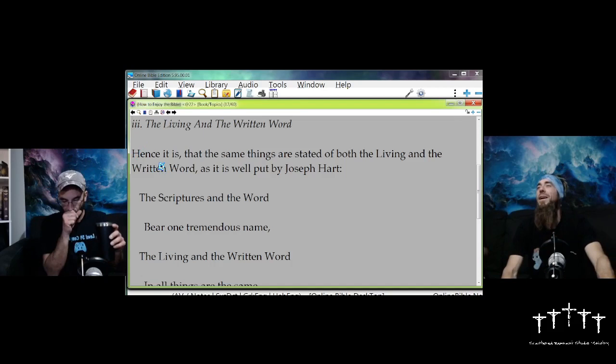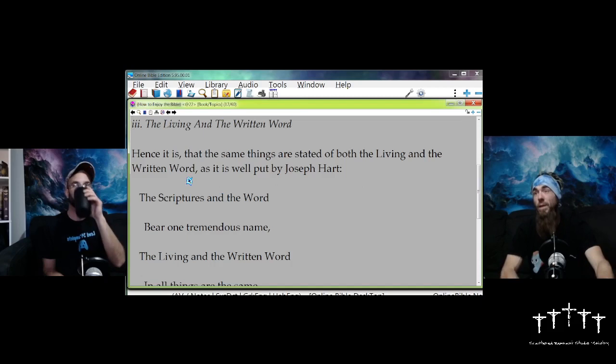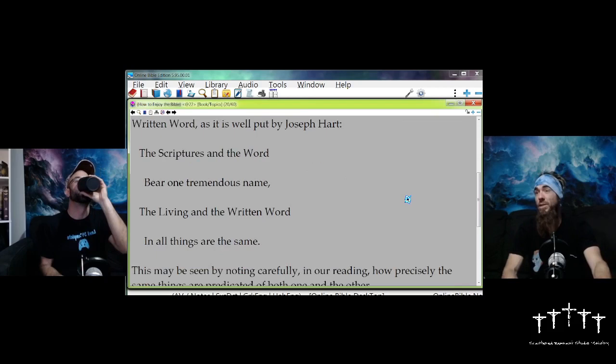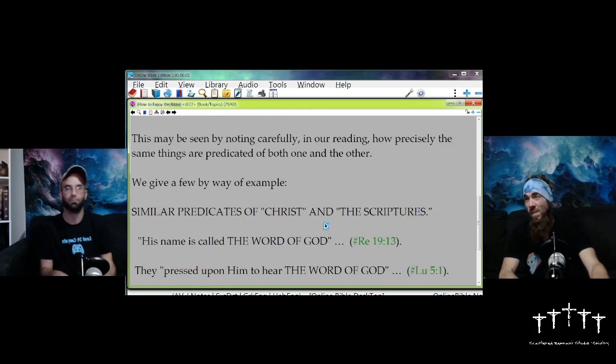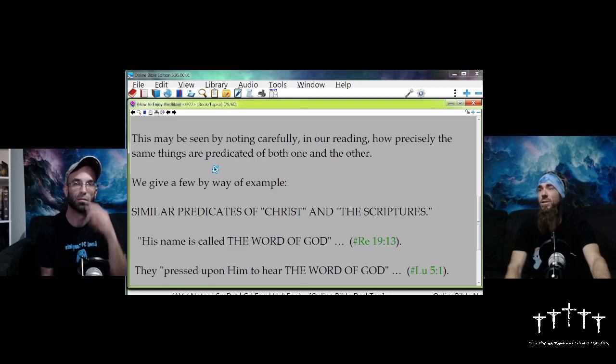The same things are stated of both the living and the written word, as it is well put by Joseph Hart. The scriptures and the word bear one tremendous name. The living and the written word in all things are the same. This may be seen by noting carefully in our reading how precisely the same things are predicated of both one and the other.